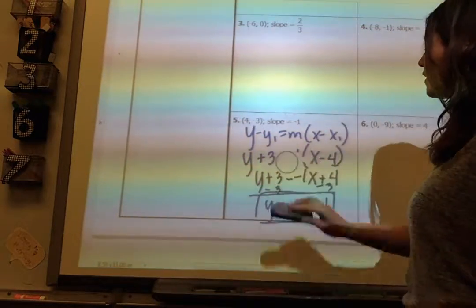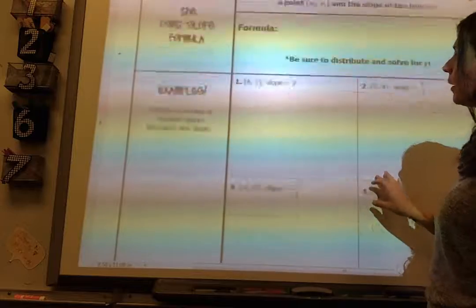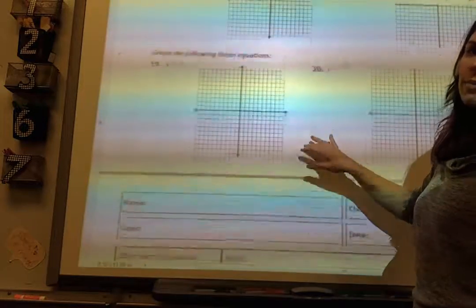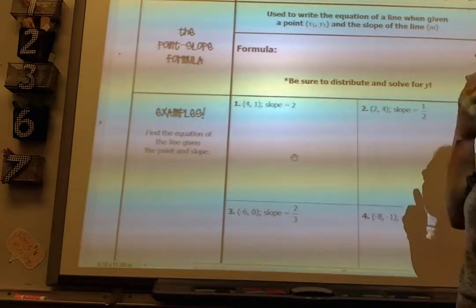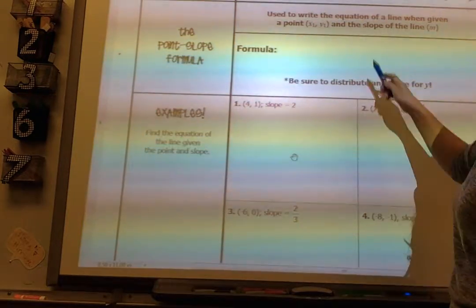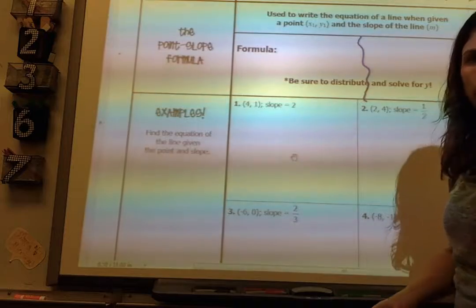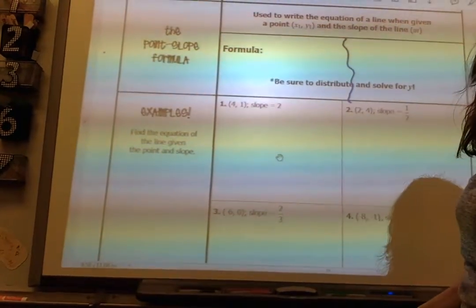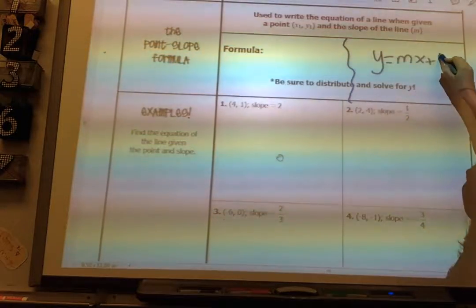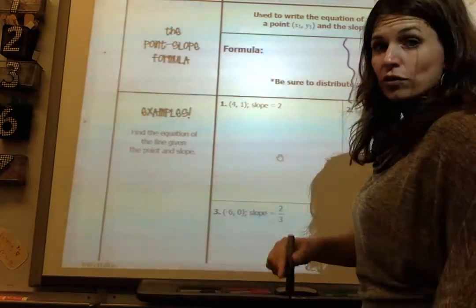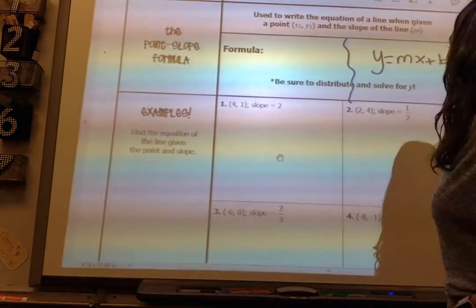All right, now I said I was going to tell you 2 ways to do it. Right? So we did the formula, y minus y1 equals m times x minus x1. Now, I'm going to show you why change what we already know. So this may be a little bit easier for some of you guys. So we already know y equals mx plus b, right? That was the very first thing that we learned. So if you're used to that, let's use it.